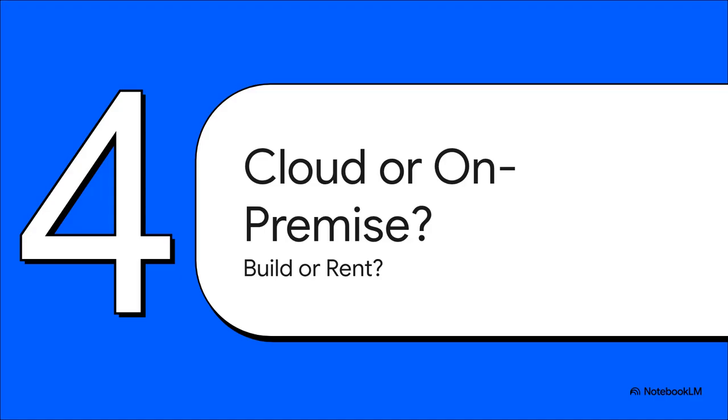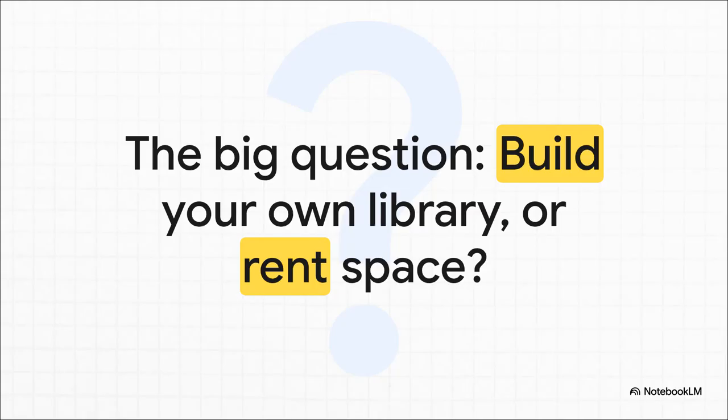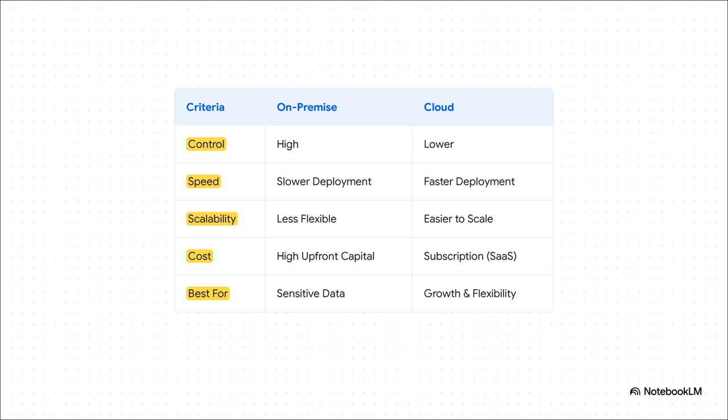So, we've designed our library, we've organized its contents. Now for the last big decision. Where are we actually going to put it? This is a huge choice every single company has to make when they're implementing an ERP. And the question, when you boil it all down, is pretty simple. Do you build your own library from the ground up, or do you just rent some space in a much bigger, professionally managed one?